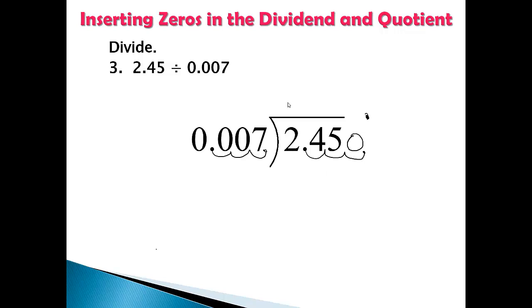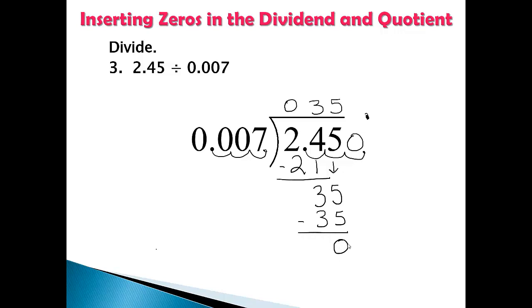7 cannot go into 2, so we can place a 0 in our answer. Now 7 goes into 24 3 times, and 3 times 7 is 21. And we can go ahead and subtract. 24 minus 21 is 3. Now we can bring down the 5. 7 goes into 35 5 times. 5 times 7 is 35. When we subtract, we get 0.